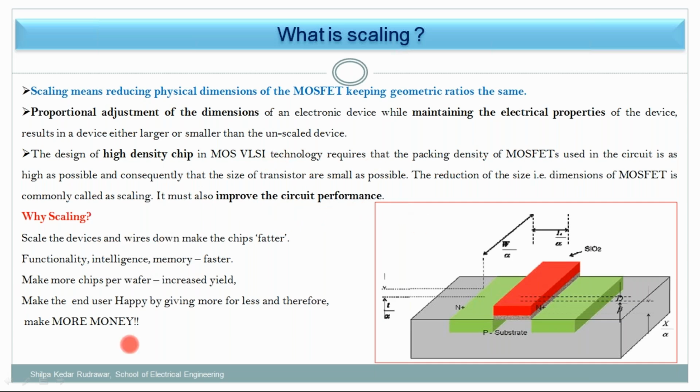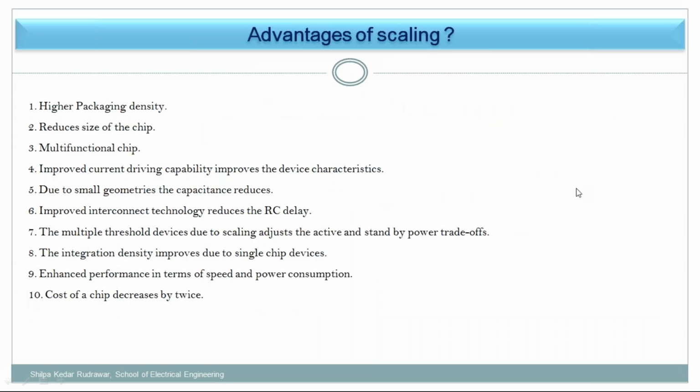So this way you need to have scaling. Why do you require the scaling or technology enhancement or scaling down the device? It's mentioned over here. So moving further, advantages of scaling. What are the advantages? High packaging density. Yes, because the device becomes small, so you are having more devices on a small area. Reduce the size of chip.